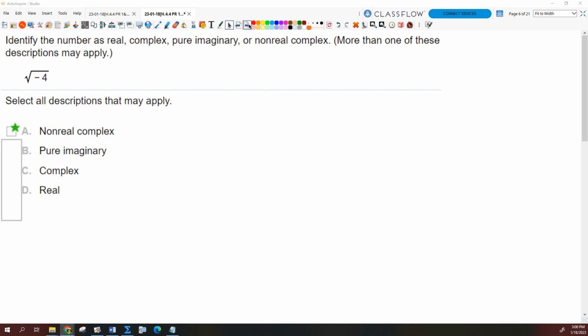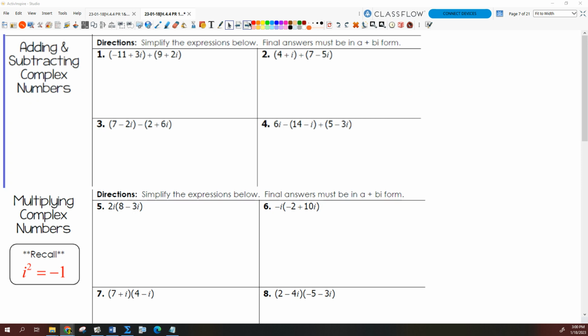What do you think? If I simplify it, what's that equal to? 4i? What is it? 2i, right? Because I get the square root of 4 times the square root of -1. The negative inside gives me an i outside, and the square root of 4 is 2, right? So that's equal to 2i. Is it pure imaginary? It is. Is it complex? Yes. Is it real? No. Okay, good.